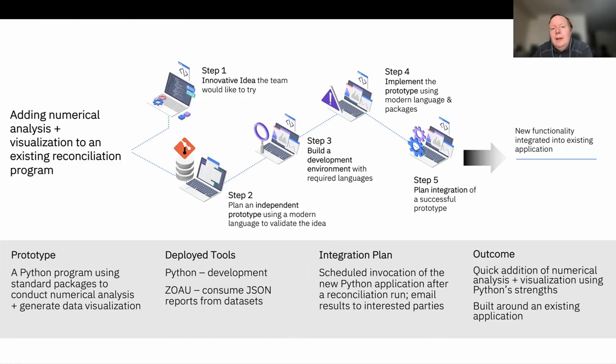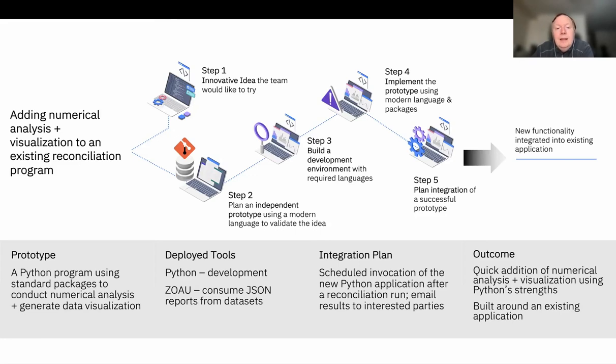So rather than tie it strictly into the program, we're going to invoke it as a side task after the reconciliation job is run. And then we'll email the results, right? And then the outcome is, we've got a quick adoption here, right? We've got this numerical analysis and visualization that can be automatically generated after reconciliation runs using Python.